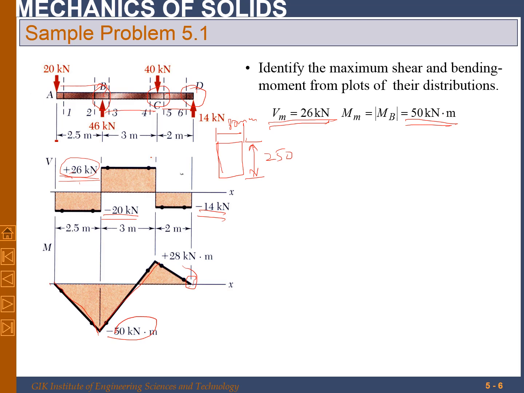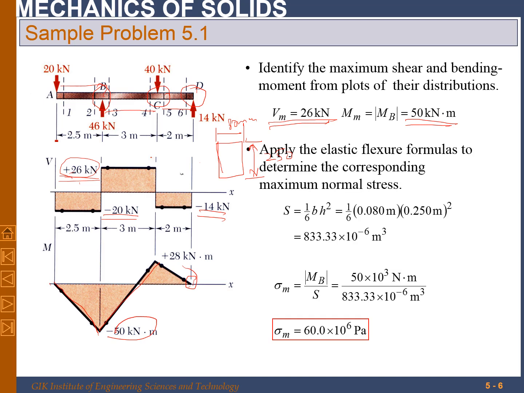So, obviously the neutral axis will pass through the center of the section. So we can apply the elastic flexure formula to find the maximum normal stress. In this case, it's symmetric about the neutral axis, so the maximum compressive and tensile stresses will be the same.